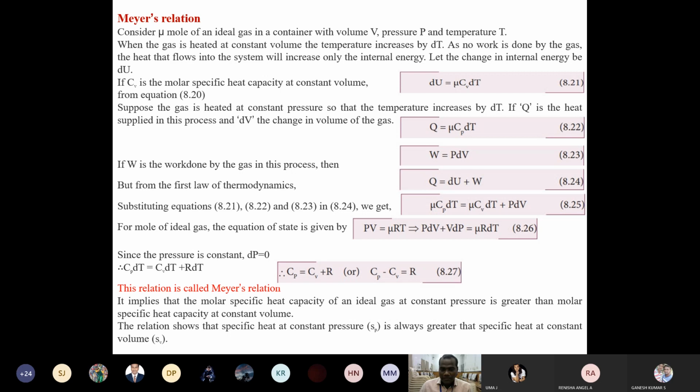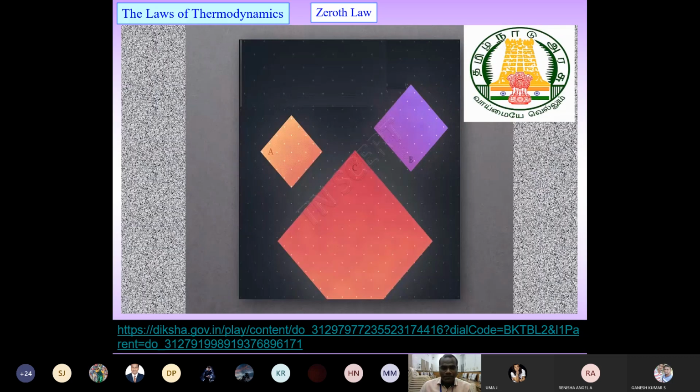So from this relation, we can get this point: the relation shows that the specific heat at constant pressure is always greater than the specific heat at constant volume, right? We know Cp is greater than Cv.